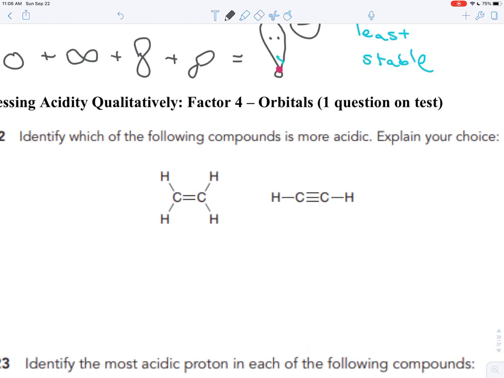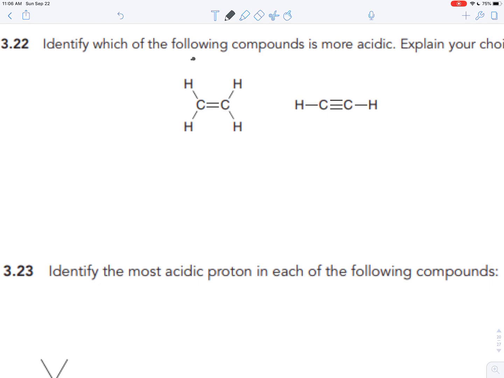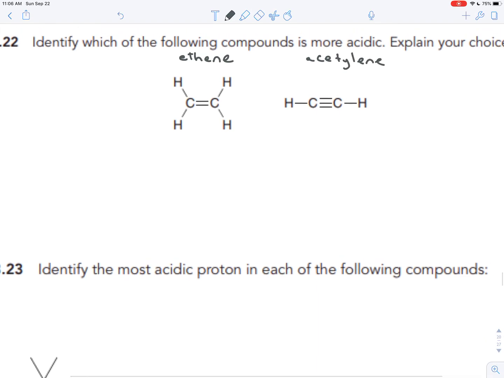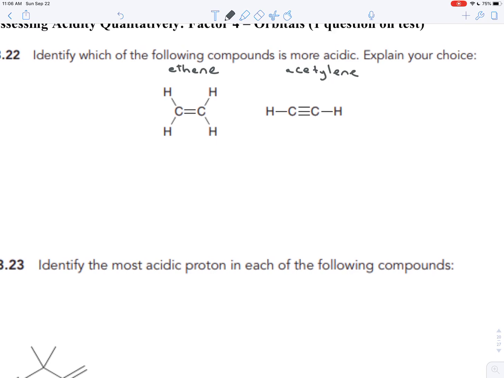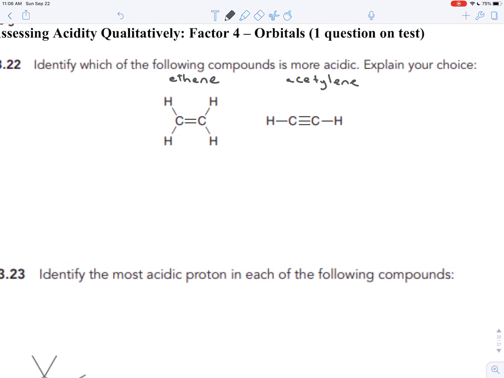Okay, so if we apply that to this, on this left side you have ethene, it's a plant hormone, it makes fruit ripen. On the right you have a molecule called acetylene, they burn that in welding torches. And the question says, identify which of the compounds is more acidic and explain your choice. Now anytime you have to decide that qualitatively, you want to go through all 4 factors, ARIO.